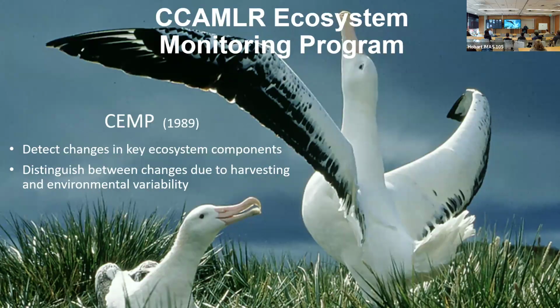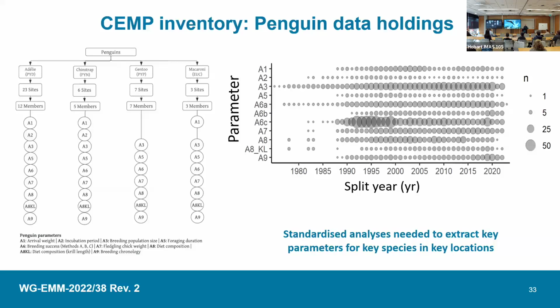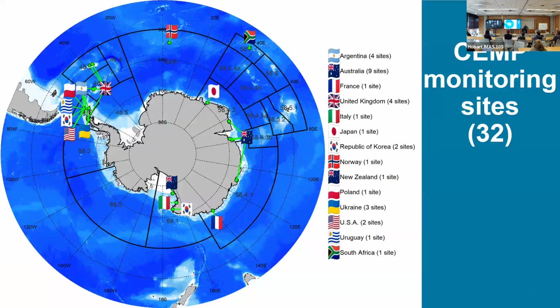One of them that will be key is the CCAMLR Ecosystem Monitoring Program. It's been in place for more than 30 years, a long time series on a lot of different animals. For example, penguins is one of them, but you can see we have multiple species, many sites, 32 different CEMP sites now, and that bubble plot is just showing the number of surveys for the penguin species. Each row is a different parameter value of the data that we're holding for the past 40 years. So there's a lot of information there that members are starting to go back and mine with the idea to use it in ecosystem status reporting and for managing the krill fishery.